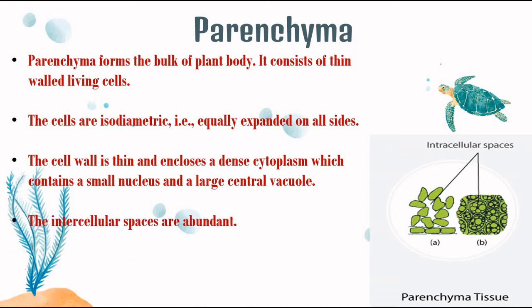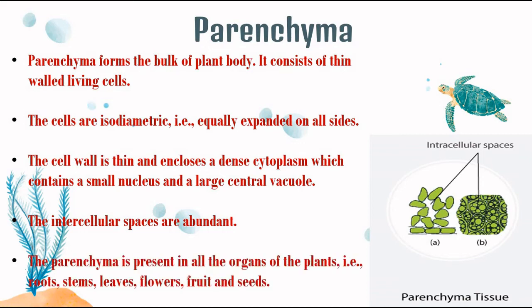The intercellular spaces are small. We don't find many intercellular spaces, but there are intercellular spaces. The parenchyma is present in all the organs of plants, that is roots, stems, leaves, flowers, fruits and seeds. So the entire plant is made up of this parenchyma. This plant is filled with this parenchyma. So parenchyma cells are very important for the plant for structural development and growth.